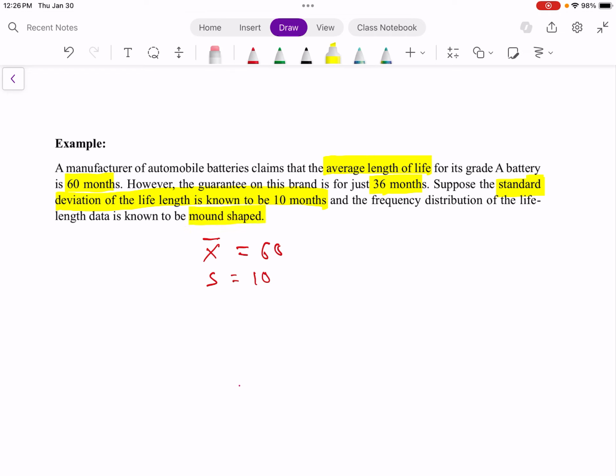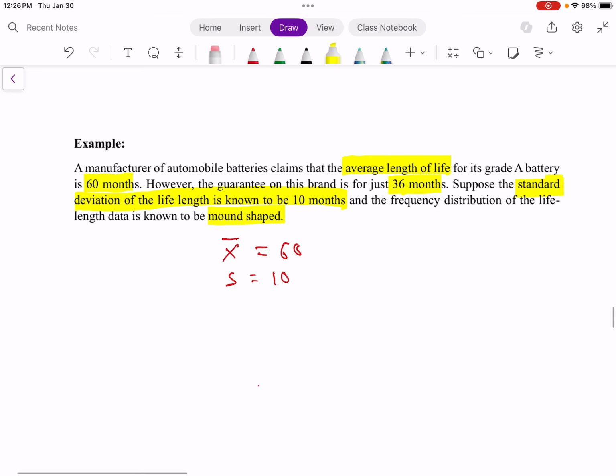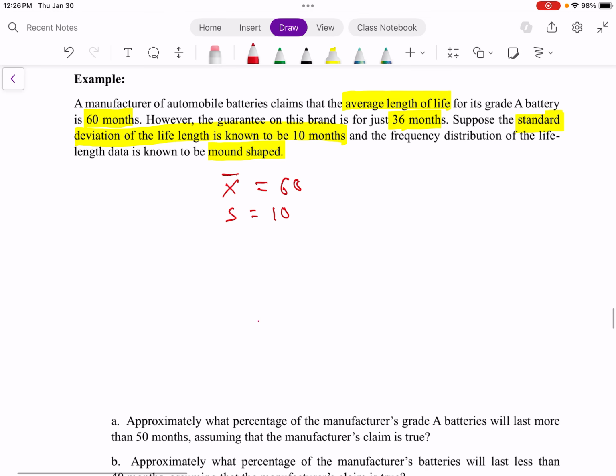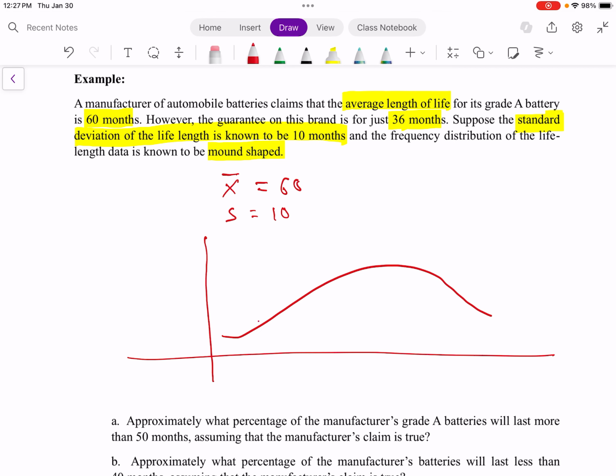What does that mean for us? What is the type of data here? It's symmetric. Now, if the data set is symmetric, what is the histogram? The histogram is bell shaped, right? So you draw a bell shaped histogram. Okay.